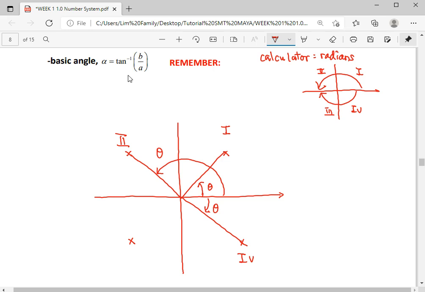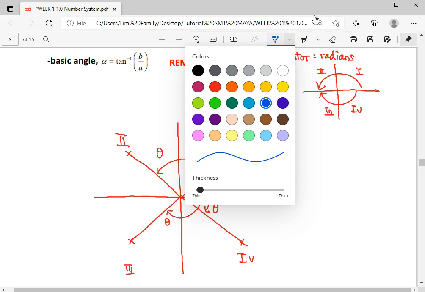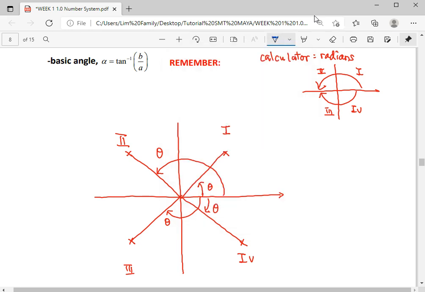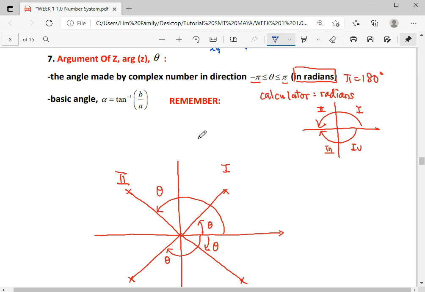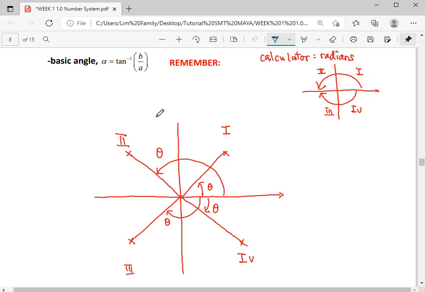So if your complex number is in quadrant 3, your angle of generation will start from the x-axis and then go until here. So this is our angle generated. In order to calculate this angle generated, we must have our basic angle. What is our basic angle? It's an angle in a triangle where you can find out your trigo. This is our basic angle alpha.